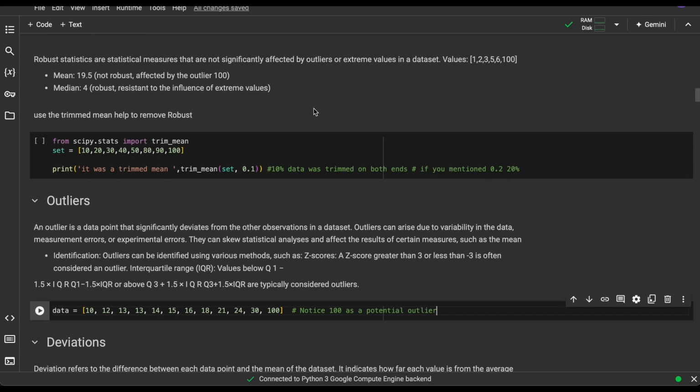Let's start with the trimmed mean. The trimmed mean is a commonly used robust statistic. Instead of calculating the mean of all values, the trimmed mean ignores a percentage of the highest and lowest values.